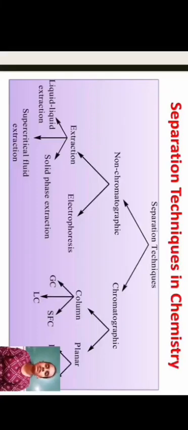Family tree of separation techniques. In separation techniques there are two types, non-chromatographic and chromatographic. In non-chromatographic methods, there are extraction and electrophoresis, and in extraction methods, liquid-liquid extraction, supercritical fluid extraction and solid phase extraction. In chromatographic methods there are two types, column and planar. In column chromatography, gas chromatography, liquid chromatography and supercritical fluid chromatography. In planar chromatography, PC and TLC.